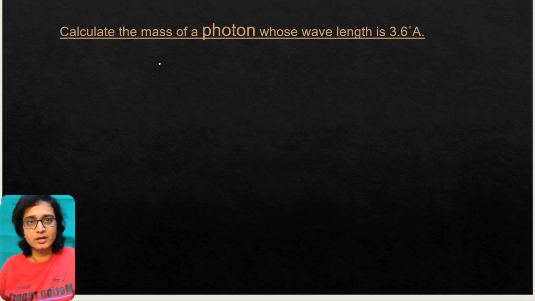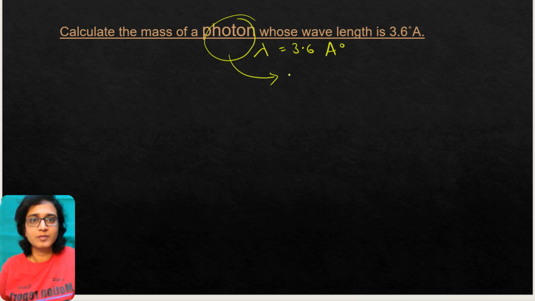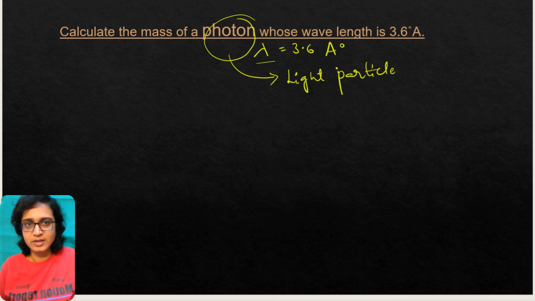Calculate the mass of a photon whose wavelength is 3.6 angstrom units. Photon, it is the light particle. They are asking for the mass of the particle, with wavelength for wave-particle duality, nothing but de Broglie's concept. So lambda will be h by p, that will be h by mv.